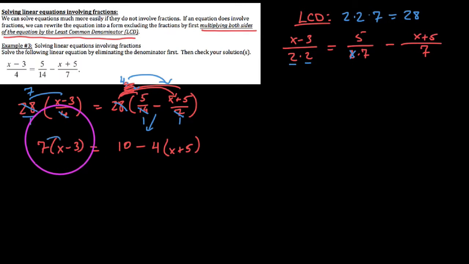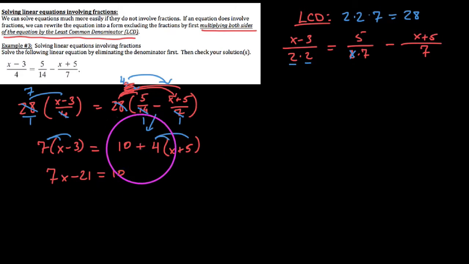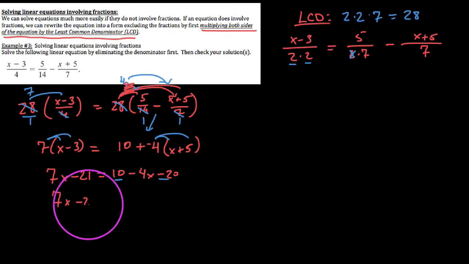So now solving this equation, we'll just go ahead and simplify both sides. We get 7x minus 21. Constants here, we get 10, and now I've got to distribute a negative 4 through. We could also look at that as plus a negative 4. So we would say, okay, well, negative 4 times x is negative 4x. And we say negative 4 times this positive 5 is negative 20. So now our idea would be this. We're going to combine like terms and get all of our x's on one side of this equation.